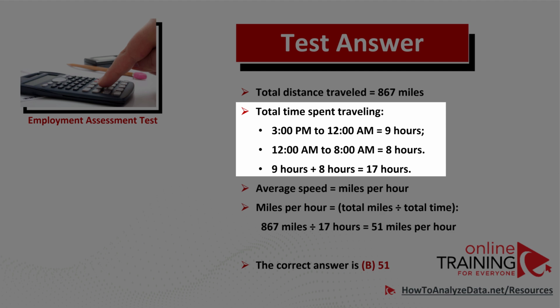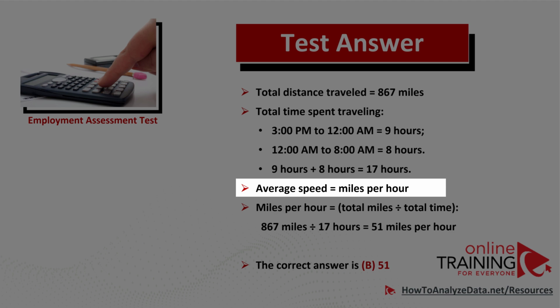And the best way to calculate it would be to calculate separately the time traveled between 3 p.m. and 12 a.m., which is 9 hours, as well as from 12 a.m. to 8 a.m. next day, which is 8 hours. So the total time George spent traveling is 9 hours plus 8 hours, which is an equivalent of 17 hours.